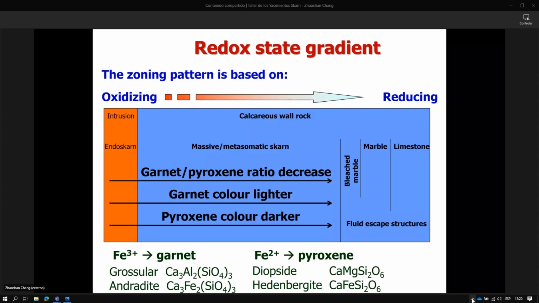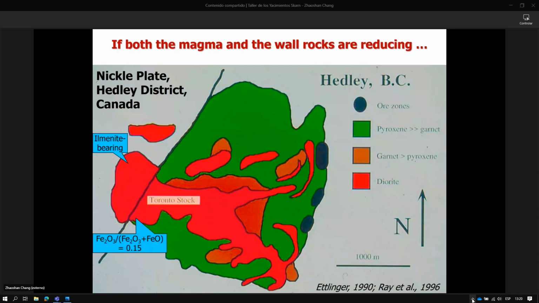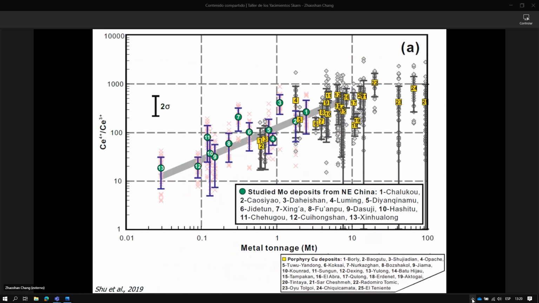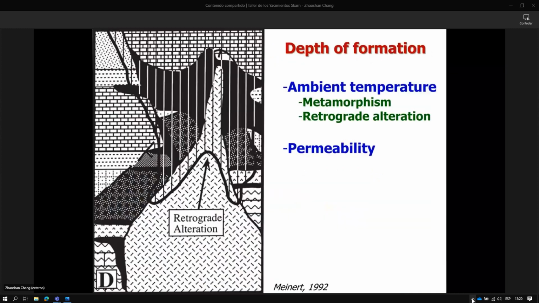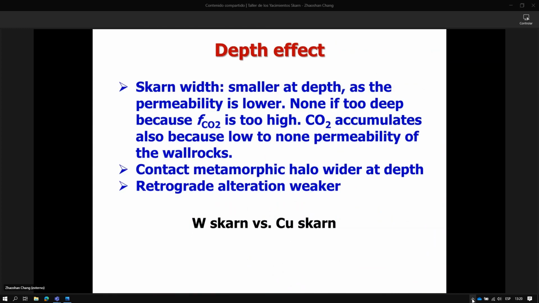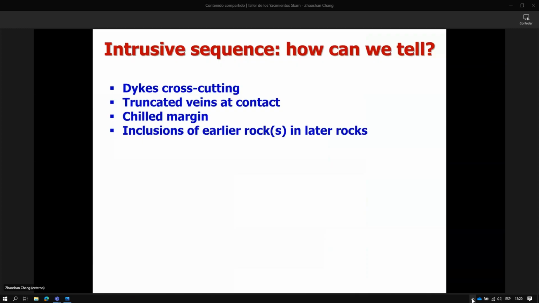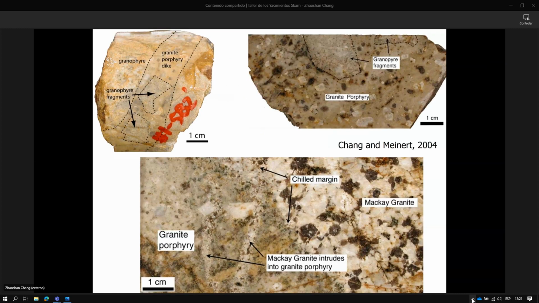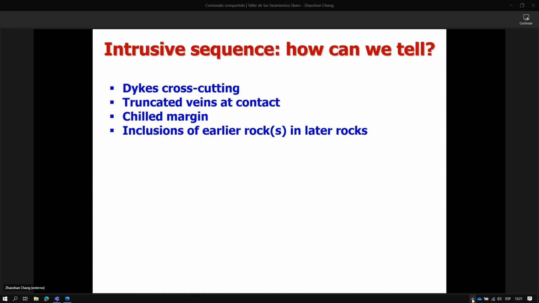So the details, we just skip those details. I want to jump to intrusive sequences: how do we decide on the intrusive sequence, and how do we figure out which one is causing the spread?